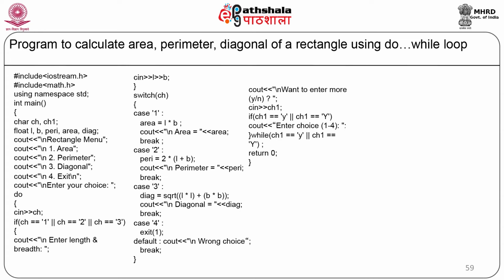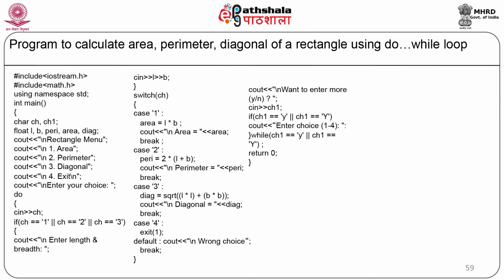Cout, we are displaying the message to the user, want to enter more, yes, no. We are taking the choice as ch1. If choice is equal to Y, small y or capital Y, cout, enter your choice again, and here the while condition will come, while ch1 is equal to y or ch1 is equal to capital Y, return 0, main program will end. Here in this particular program, we had used do while loop, and we had used the switch statement. So nesting of a statement with the loop is also illustrated.